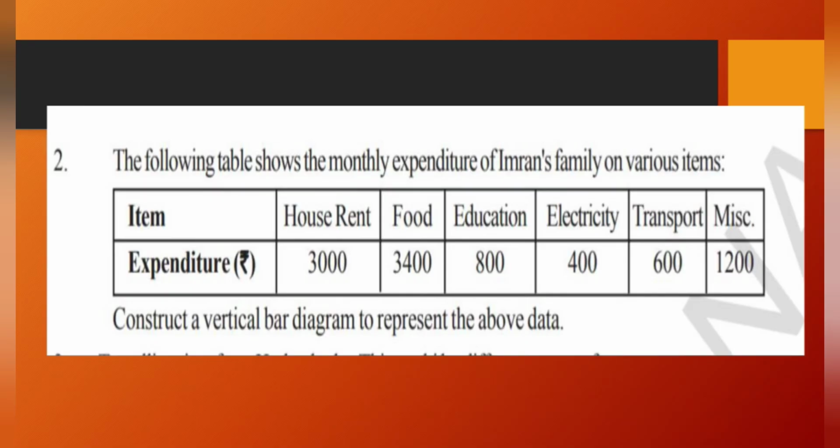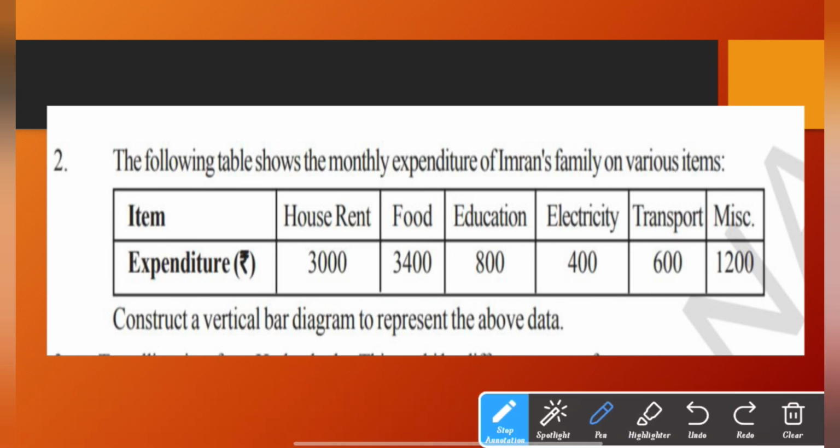Second problem: the following table shows the monthly expenditure of Imran's family on various items. So here expenditure is given of Imran's family. House rent is 3000 rupees. On food the expenditure is 3400. Education 800. Electricity 400. Transportation 600. Miscellaneous, meaning other expenses, is 1200 rupees. And the question asked is, construct a bar graph.